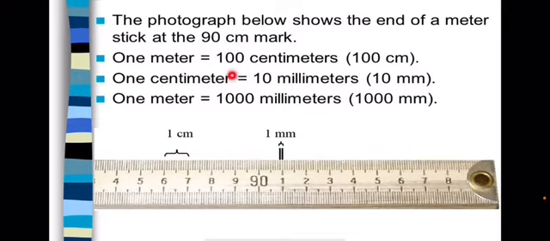So 1 meter is equal to 100 centimeters. 1 centimeter is equal to 10 millimeters. 1 meter is equal to 1000 millimeters. So you can see over here 1 meter is equal to 1000 millimeters.